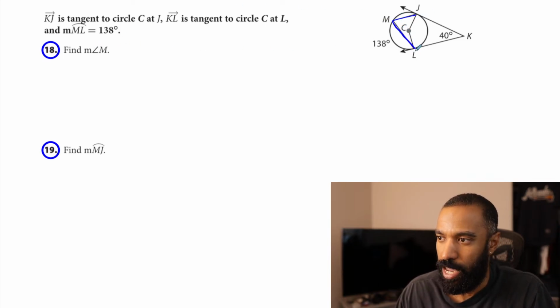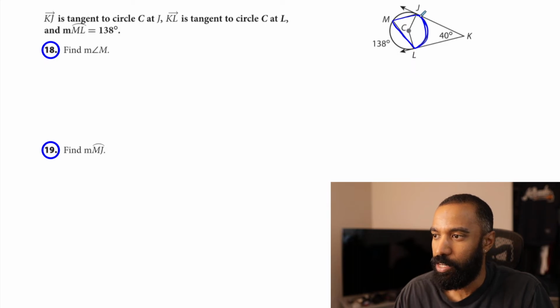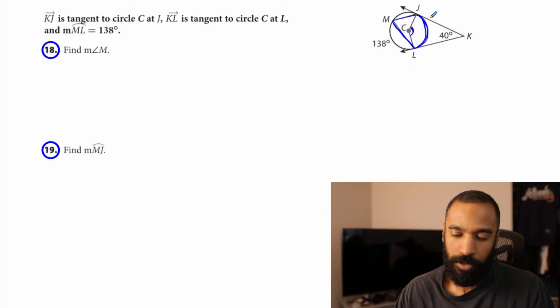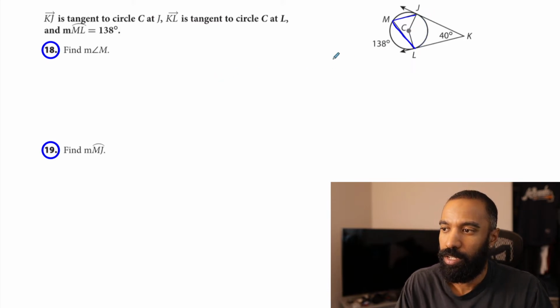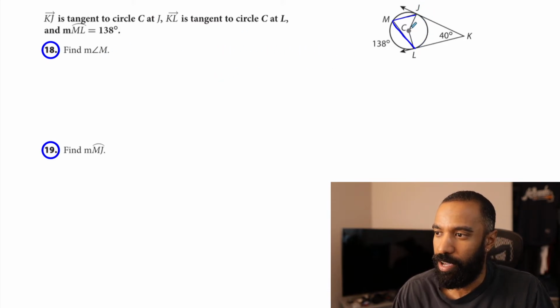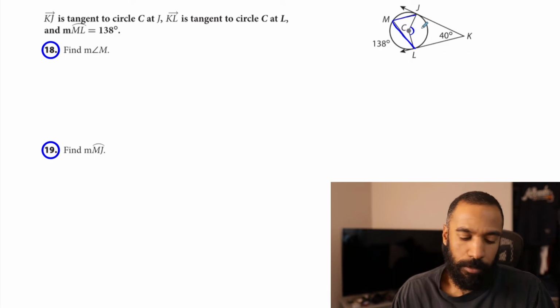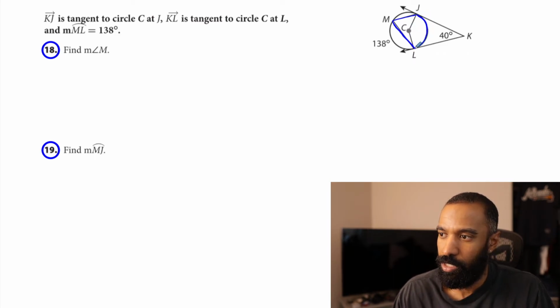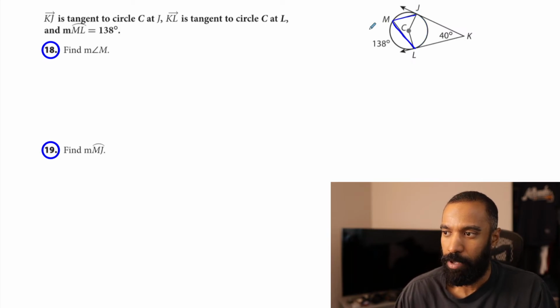They really should have said JML, but M is an inscribed angle right there with this intercepted arc right here. The intercepted arc is equal to this central angle right here. The inscribed angle is half the intercepted arc. So we want to find the measure of this central angle. That'll become this intercepted arc measure. We'll take half of that, and we'll get the measure of angle M.